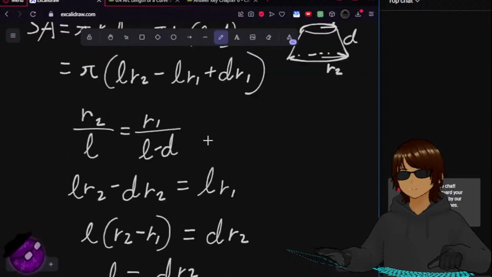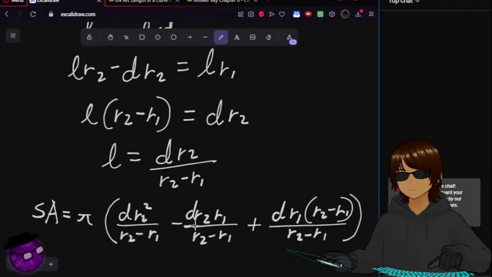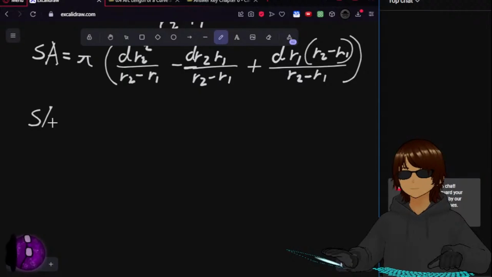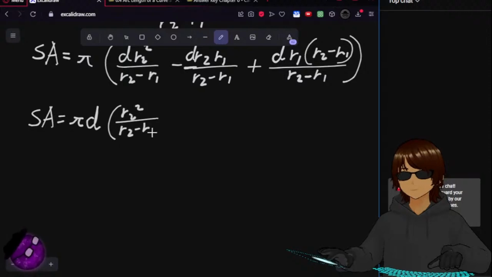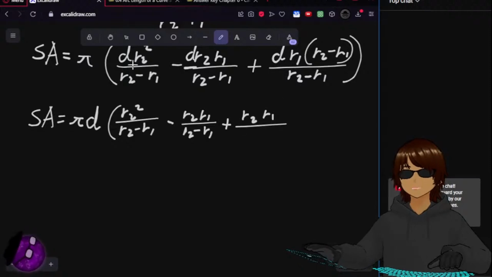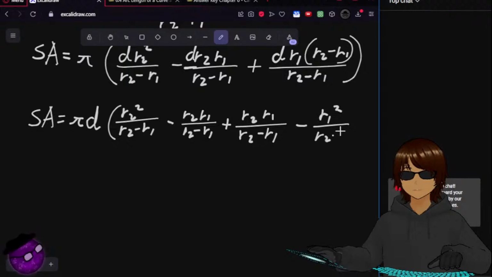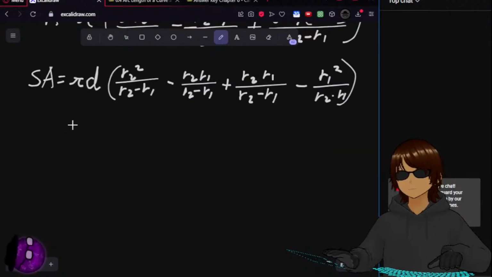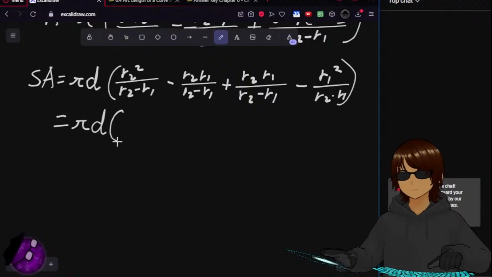Wait a minute. Whoops, I forgot D here. Right, now I can take D out. And this is going to be annoying. So D is outside, and I can multiply these two, and I can separate the fractions as well: R1 squared over R2 minus R1, right? And then this and this cancel out. R2 squared, R1 squared over R2 minus R1.